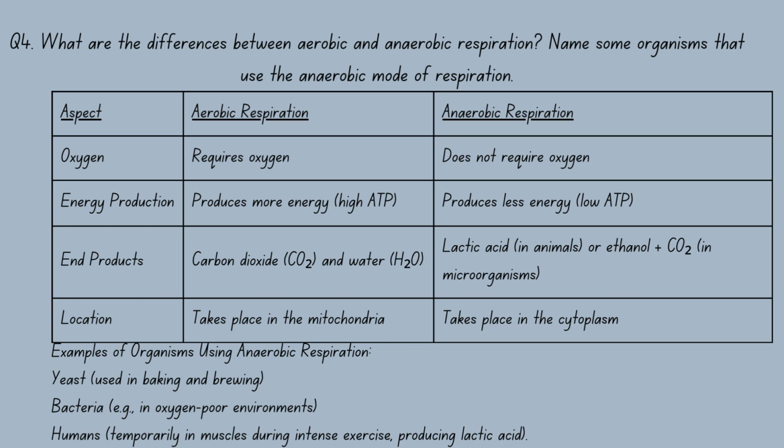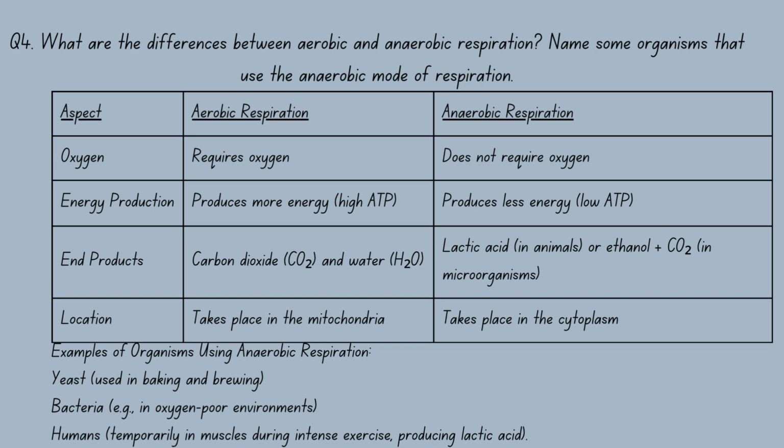Question 4. What are the differences between aerobic and anaerobic respiration? Name some organisms that use the anaerobic mode of respiration. So dear students, let me give you a very simple difference between both of them. Aspect: oxygen. Aerobic respiration requires oxygen to take place, whereas anaerobic respiration does not require oxygen. Energy production. Aerobic respiration produces more energy, high ATP, whereas anaerobic respiration produces less energy, low ATP.